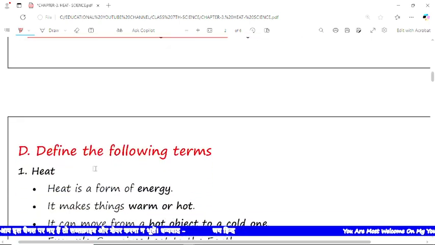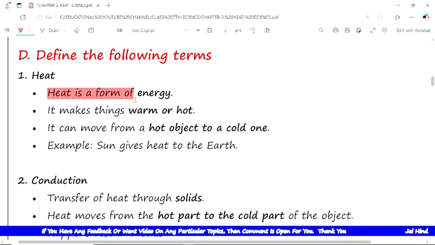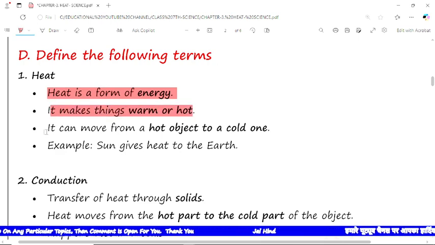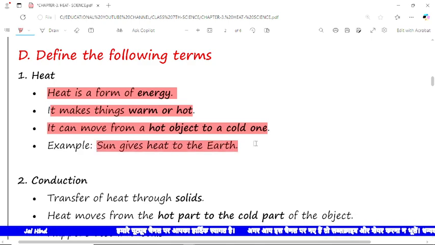The next is to define the following terms. The type of questions are here. Here the terms are given and you have to define. We have written the answer point wise. It would help you if you write 2 points or 3 points in the exam. You can get better marks. So the first is heat. Heat is a form of energy. Next, it makes things warm or hot, and the next is it can move from hot objects to cold ones. And the next, example is the sun gives us heat on the earth.